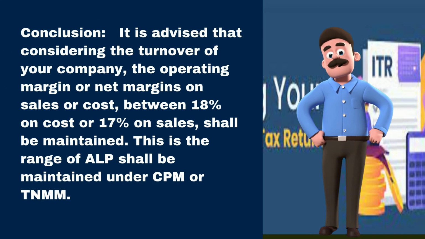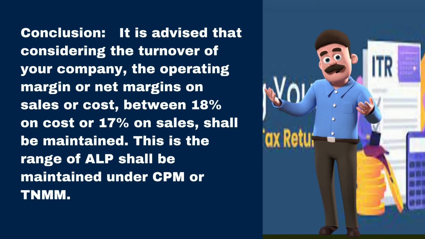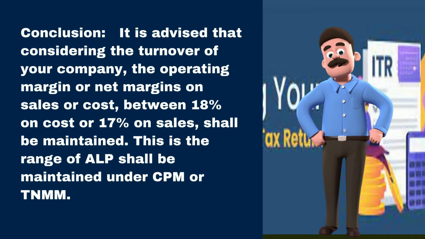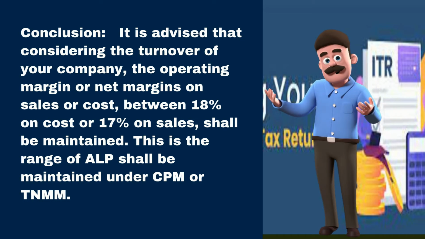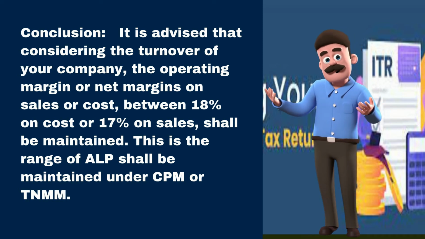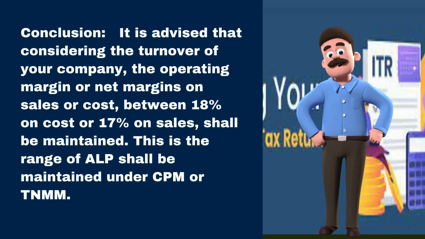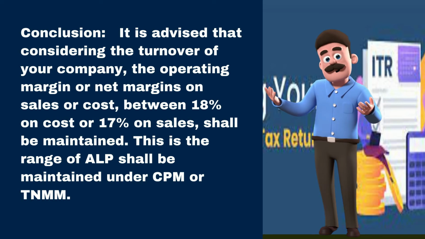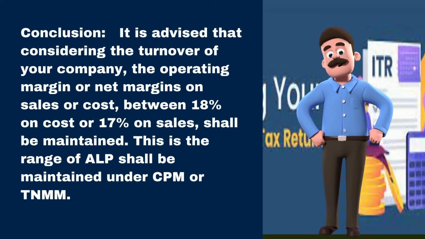Conclusion. It is advised that considering the turnover of your company, the operating margin or net margins on sales or cost, between 18% on cost or 17% on sales, shall be maintained. This is the range of ALP that shall be maintained under CPM or TNMM.